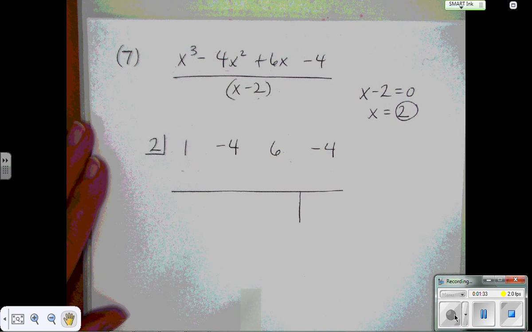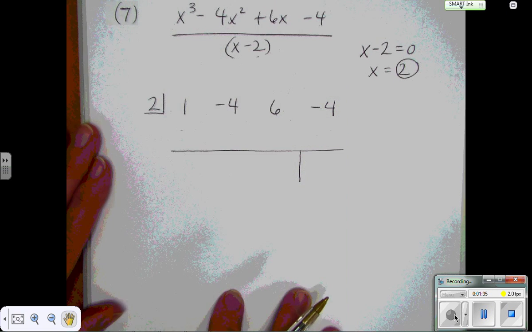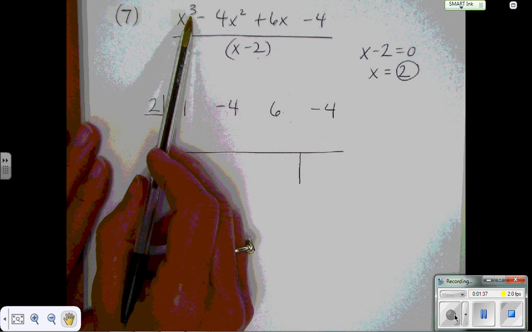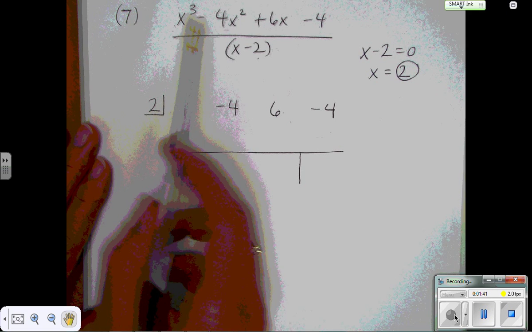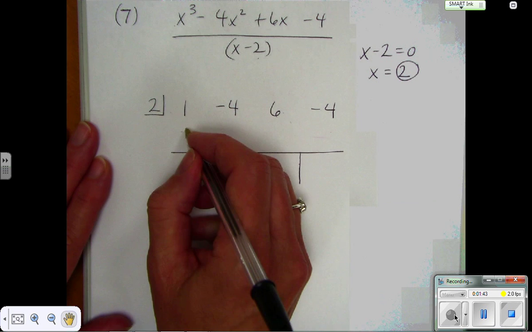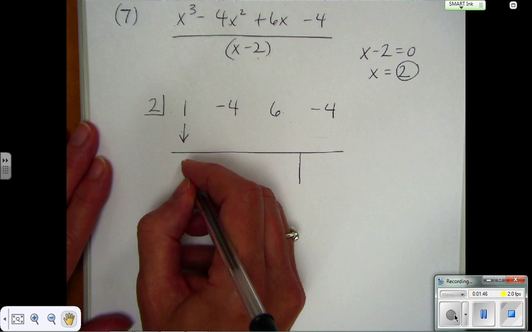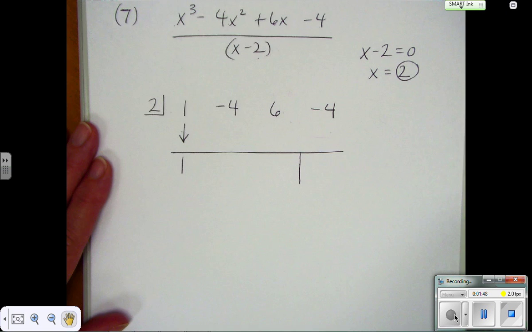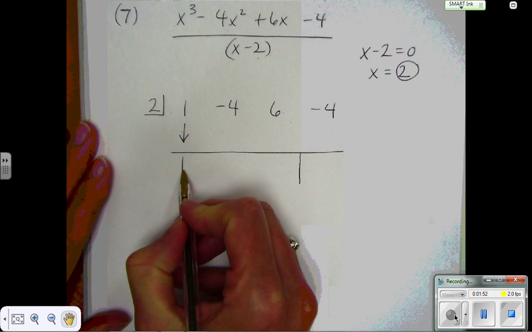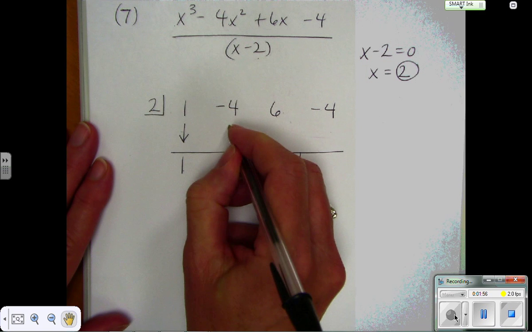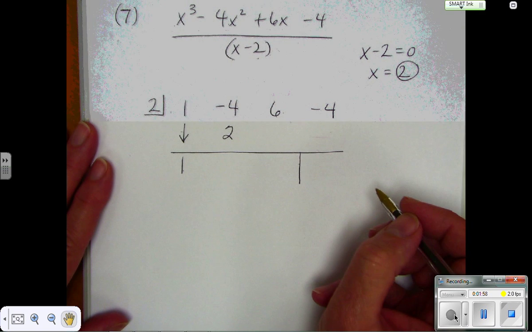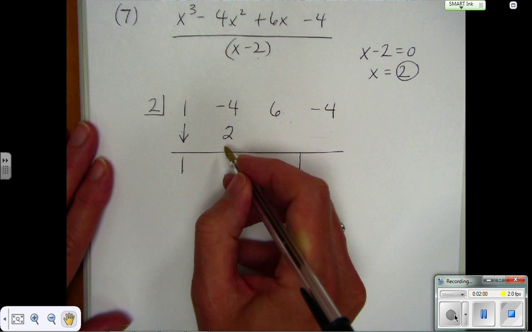Okay, so now you're ready to divide. Now you've got to remember that your highest exponent is a 3 because that helps you whenever you're writing your answer. Alright, so the first step is to bring down your first coefficient, which is a 1, and you write that 1 underneath the line that you drew. Okay, now I'm going to take this 1 times the number in the box, 2, and write it underneath my next number. Okay, then we're going to add those two together, negative 2.